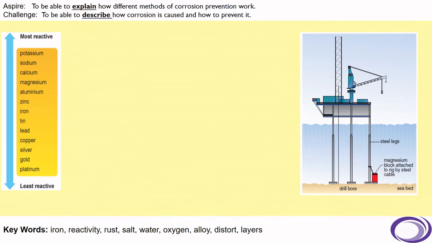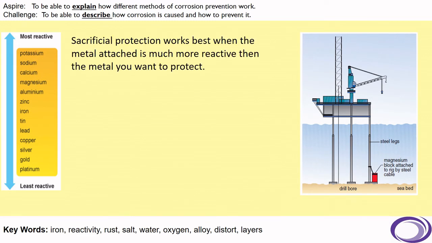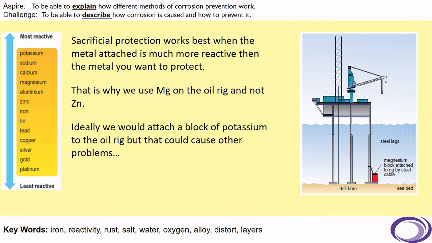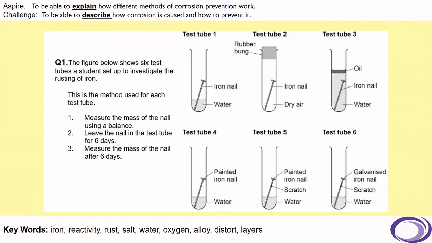Now, as I've said a few times, sacrificial protection works best when the metal attached is much more reactive than the metal you want to protect, which is why we used magnesium and not zinc. Ideally, like I said earlier, we could use potassium, but because potassium reacts with water, that would cause us a lot of issues. Magnesium's pretty much as reactive as we could go in this instance.